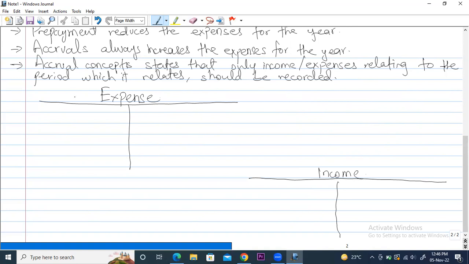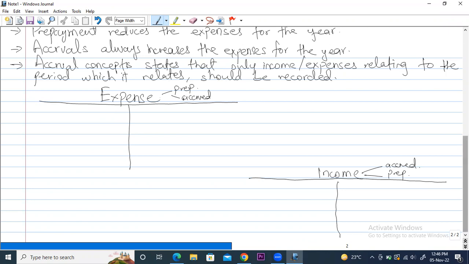Now in expense, what we do is that we just account for two things: the prepayment expense, the prepaid, and the accrued expense. Right, two things. And in income over here we also had two things: accrued income and prepaid income. Two things.